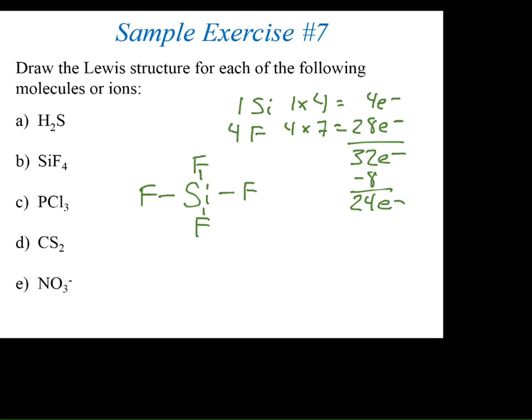Okay, so now I'm going to distribute those remaining 24 as lone pairs, starting with the peripheral atoms first and then the center atom last. So how many more electrons does each fluorine need? Each fluorine only has 2 right now from the bond, so they need 6 more, yes. So I'm going to do a whole bunch of dot drawing here. Stupid iPad.